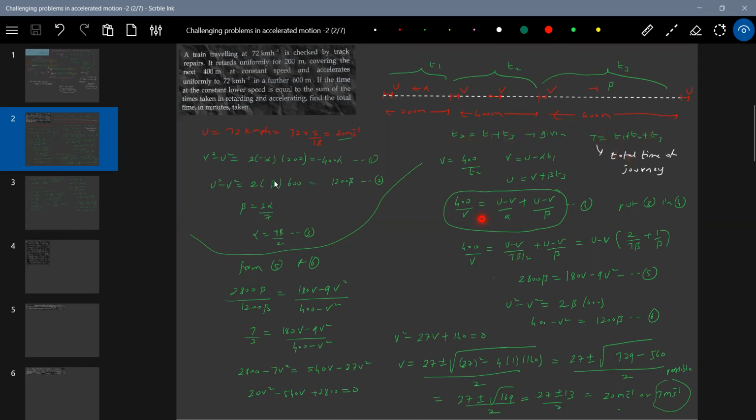Then we use V equals U minus AT, because of the retardation, V equals U minus alpha T1. Then for the accelerated motion, U equals V plus beta T3. Then for uniform velocity motion, the velocity equals distance covered by time taken, 400 by T2. So T2 should be equal to 400 by V. T1 will be (U minus V) by alpha. T3 will be (U minus V) by beta.